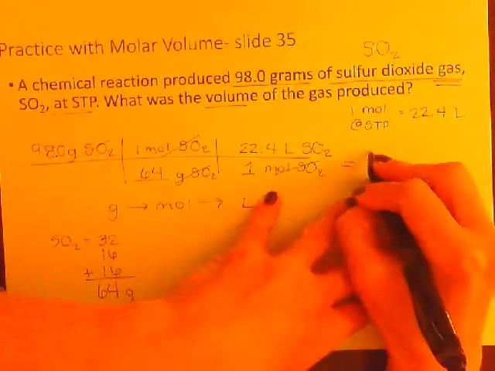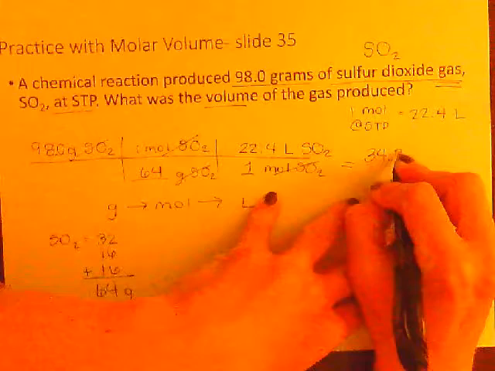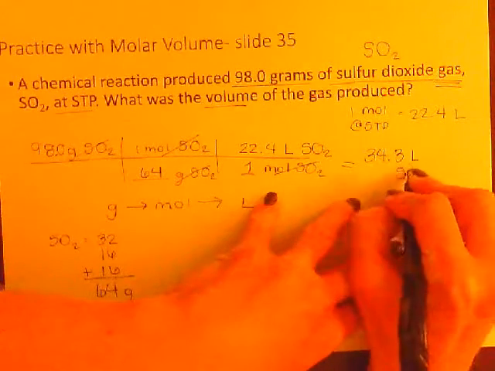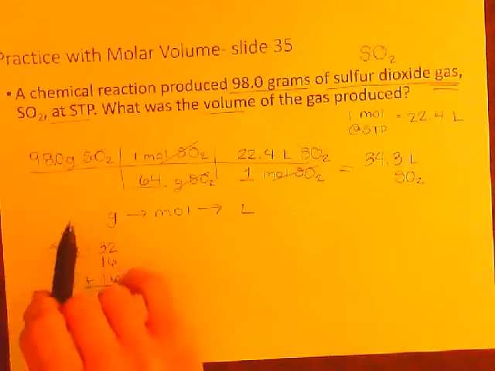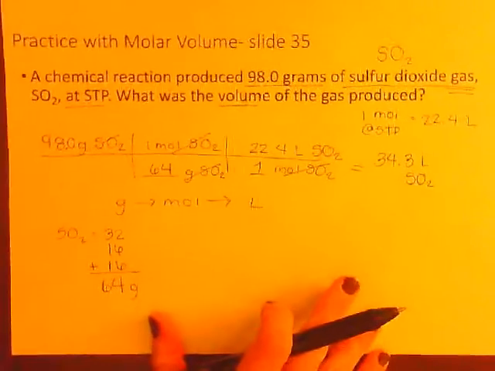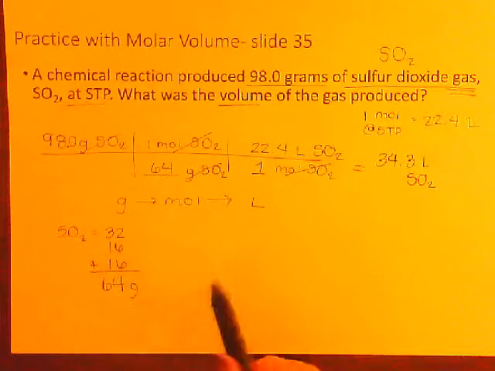And I'm getting 34.3 liters of sulfur dioxide. So if you have 98 grams of sulfur dioxide at STP, what volume is actually present? We would say 34.3 liters.